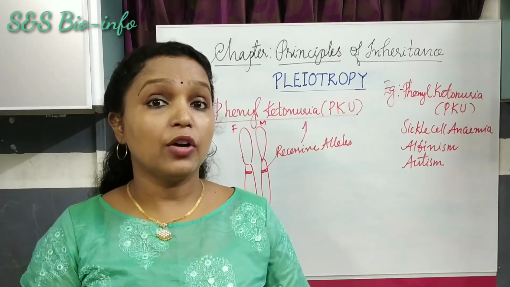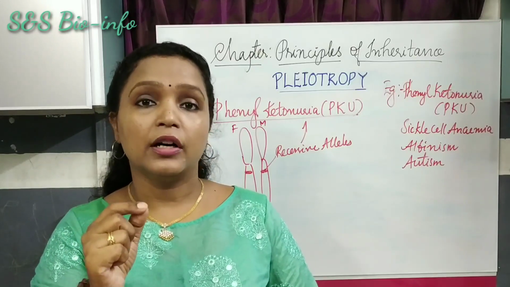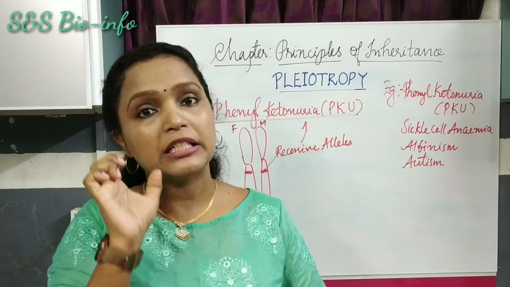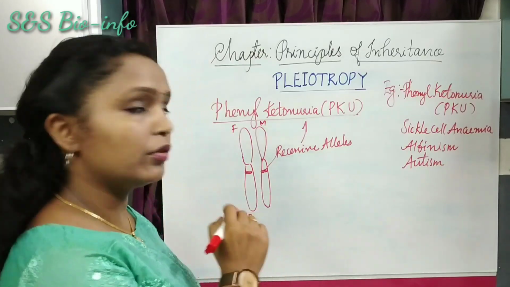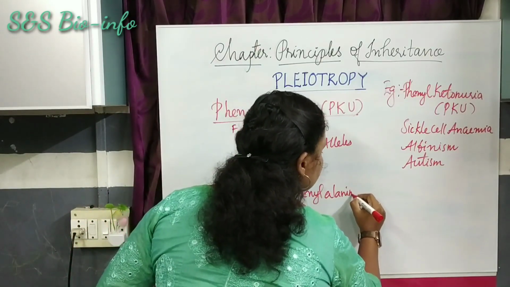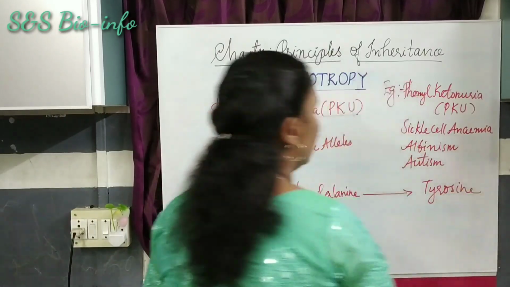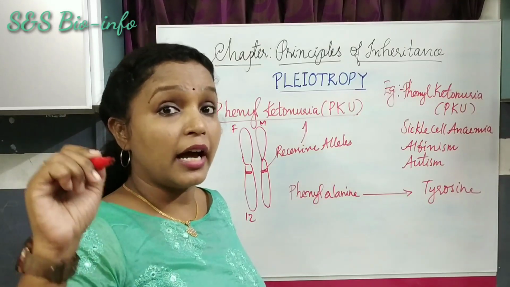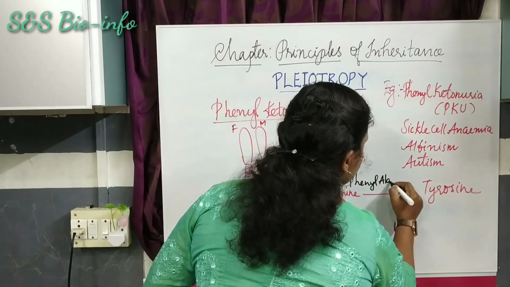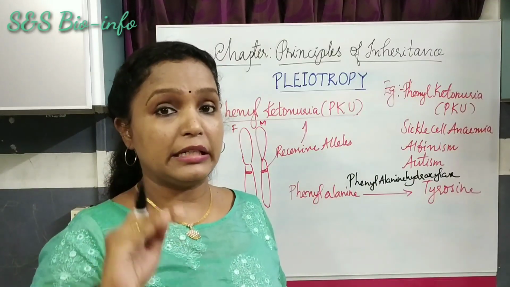It is caused due to the lack of one particular enzyme called phenylalanine hydroxylase, which is essential for the conversion of an amino acid phenylalanine to tyrosine. That is one of the metabolic conversions that takes place in the metabolic pathway in human beings. Let me write down the metabolic conversion. Phenylalanine must be converted into tyrosine. In the presence of which enzyme? Phenylalanine hydroxylase enzyme. This is a normal metabolic conversion.